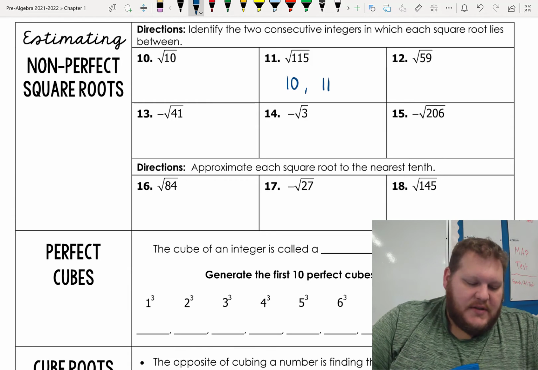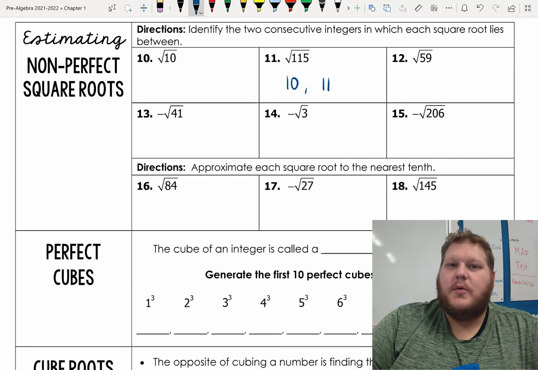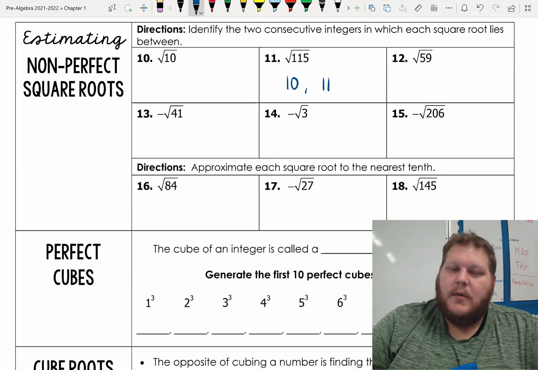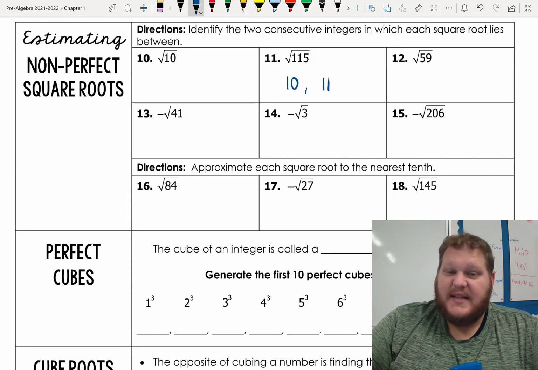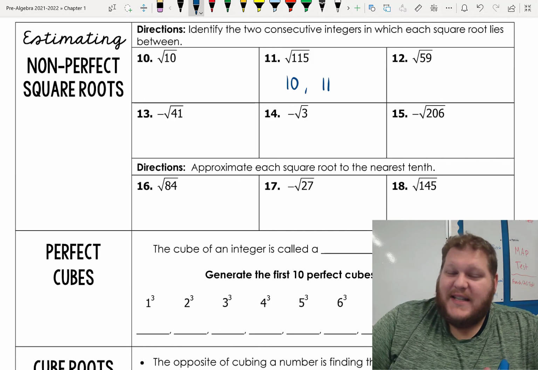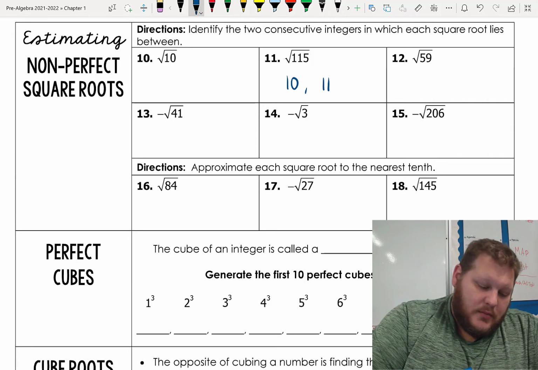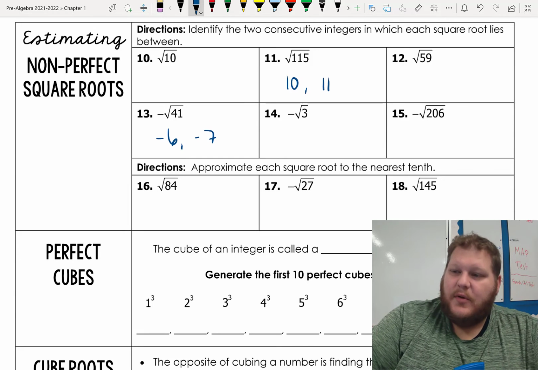Okay. Same thing for 13. I'm not concerned with the negative part of it right now. I'm just looking at 41. What 2 perfect squares is 41 between? Well, 36 and 49 are perfect squares, which would be 6 and 7. Right, 6 squared is 36, 7 squared is 49. So my 41 has to be somewhere between those 2. So it has to be somewhere between -6 and -7 because of that negative symbol there.